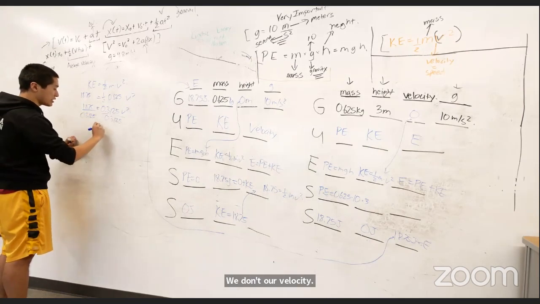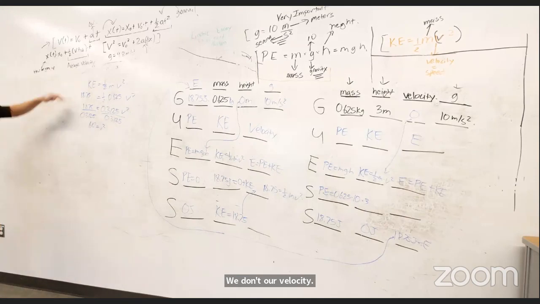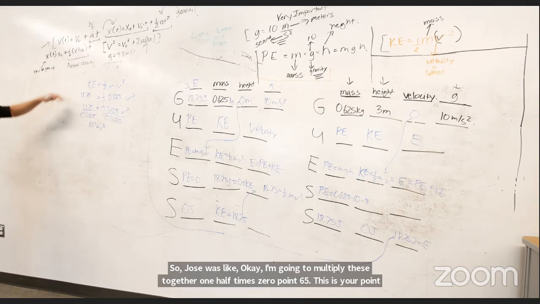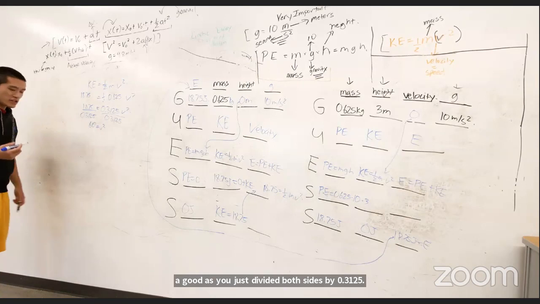We got that our velocity squared is 60. This part right here is okay, right? All we did was combine like terms. We divided out the 0.3125, and we get this nice number, 60 is equal to v squared. This is not our answer. Our answer is not 60. Why is it not 60?